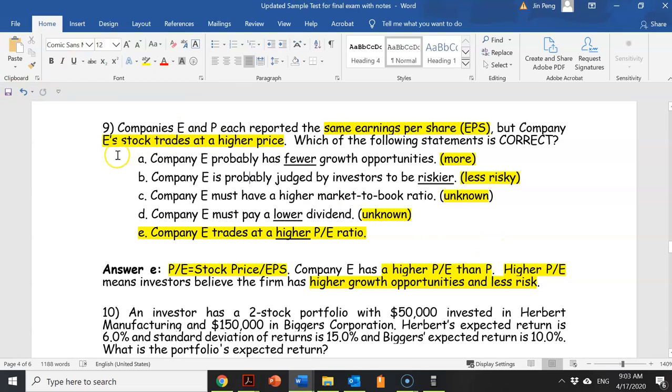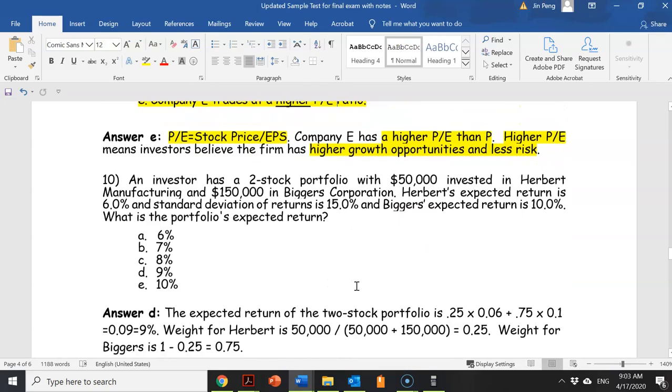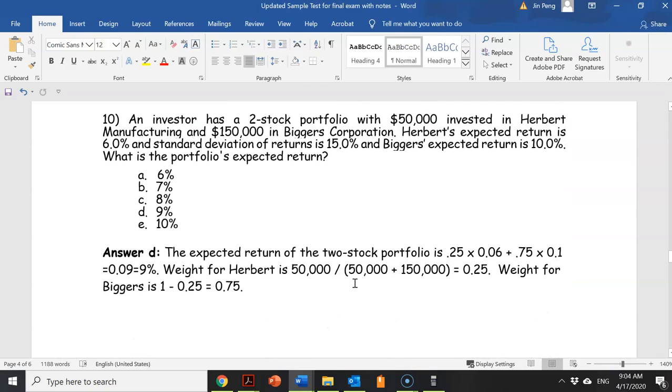Okay, this is question 9. Question 10. An investor has a 2-stock portfolio with $50,000 invested in Herbert Manufacturing and $150,000 in Biggers Corporation. Herbert's expected return is 6% and standard deviation of returns is 15%, and Biggers' expected return is 10%. What is the portfolio's expected return?